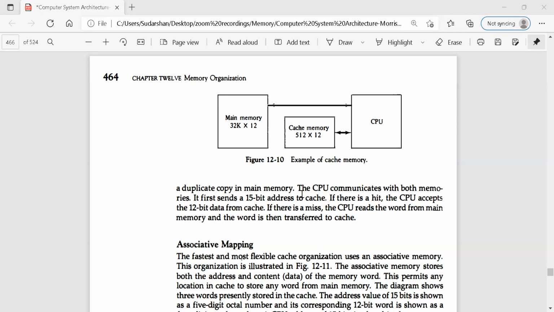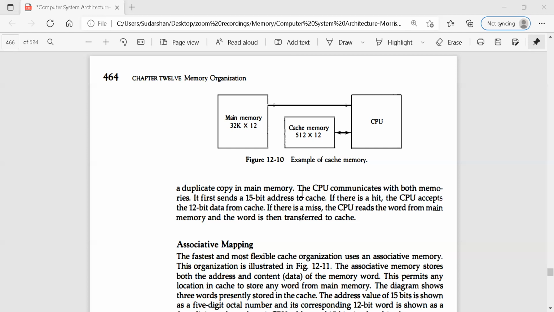And hit ratio is the total number of hits divided by the total number of hits plus the total number of misses. For example, if the CPU accesses cache memory 100 times, and 90 times the requested word is available in cache, which means it is a hit, and the remaining 10 times it is not found in cache, it is a miss. The hit ratio is going to be 90 divided by 90 plus 10. That is 90 by 100, which is equivalent to 90%.